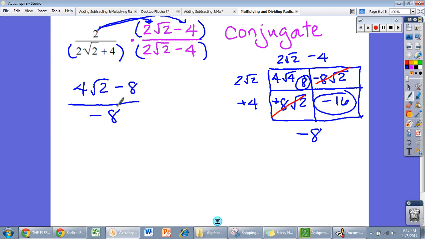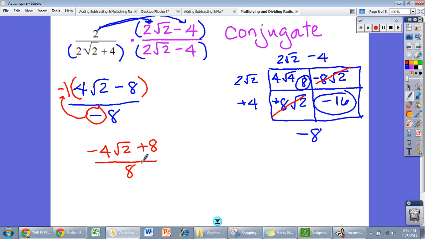Okay. Now, here comes the tricky part. We don't ever want to have a negative sign in the denominator. We're going to move it up. And if we put it up in our numerator, we just can't put it in front of this, but it's like a negative 1 that's going to get multiplied by both these terms. So a negative 1 times 4 makes a negative 4 square root of 2. Negative 1 times negative 8 makes a positive 8. And then by moving it up, it's no longer in my denominator. So that's one of the rules we have to remember. Float that negative sign up to your numerator.